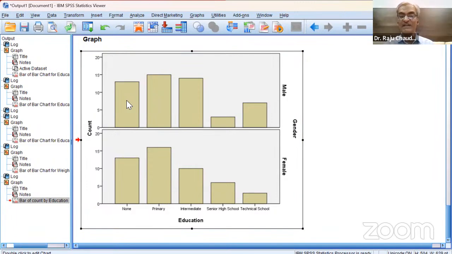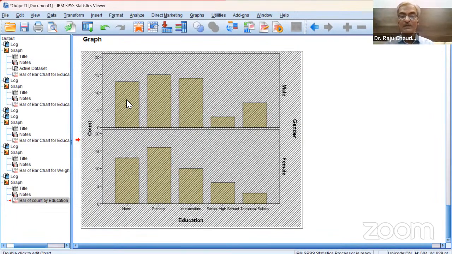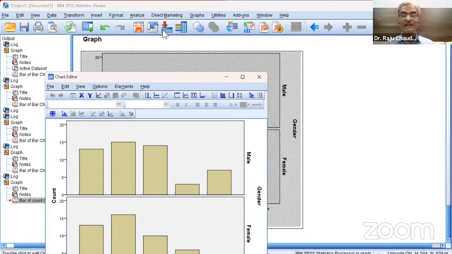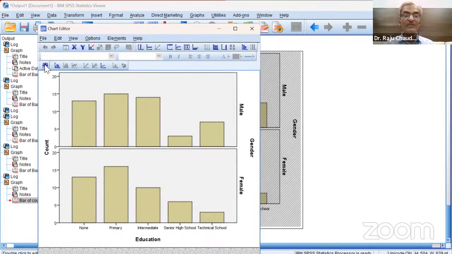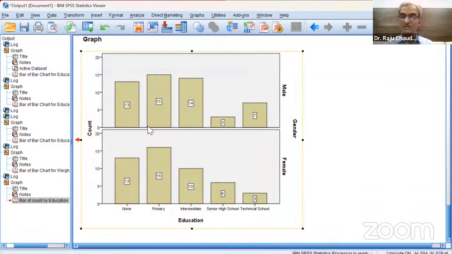So you will get a chart editor, and on the chart editor, we have this option, that is data label. Here you can click on each bar, so it shows the count values, and just close it down.